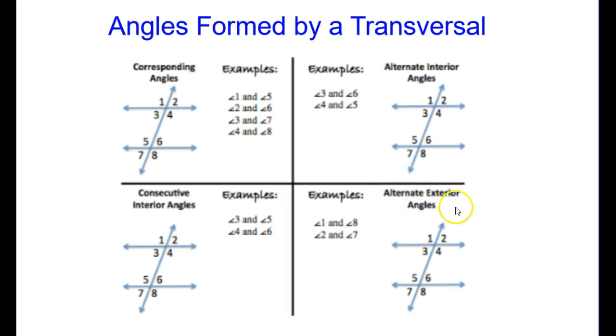The fourth angle pair is alternate exterior angles. Alternate, remember, means opposite sides of the transversal. Exterior means now we're going to be outside these two horizontal lines. So angle 1 and angle 8 would be a pair of alternate exterior angles. 2 and 7 would be the other pair of alternate exterior angles.